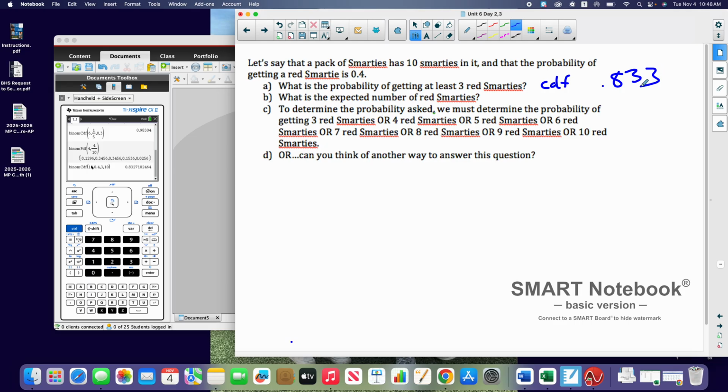Okay. Now, next it says, what is the expected value? So if I grab a package of Smarties, how many red ones should I expect to get? I should expect to get 4. Expected value is n times p. Do I know the number of trials? 10. Do I know the probability of success? 0.4. If I multiply that together, that gives me 4. That is correct. So on average, I would expect to get 4 red Smarties in each package.